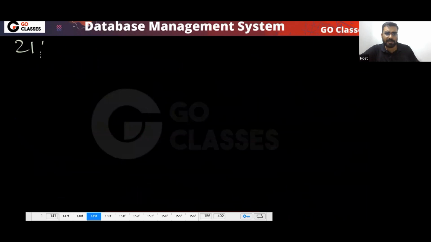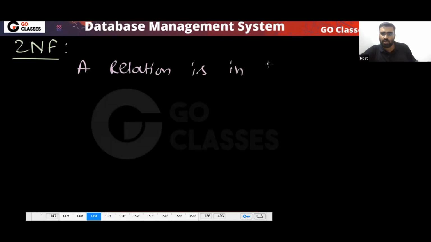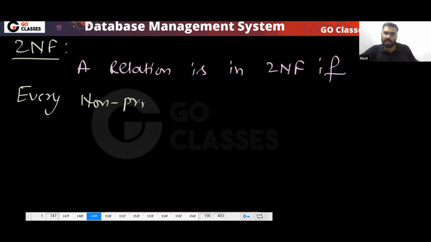What I'm saying is that 2NF should not contain this. Everything will be clear, just wait. Let's see the definition of 2NF. A relation is in 2NF if every non-prime attribute is fully dependent on every key.